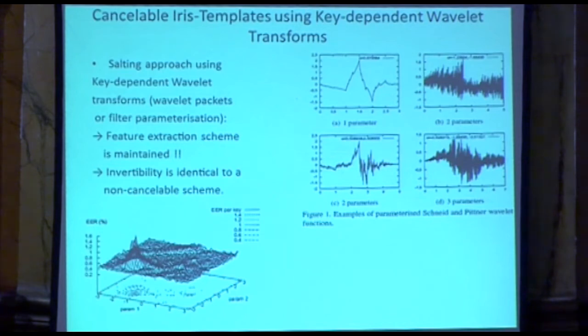We just changed the properties of the filter by some well-known parametrization. The other wavelet transform is a wavelet packet transform, where we change from the dyadic decomposition to a more general decomposition structure. And it turns out that with the wavelet packet transform we can maintain the recognition accuracy, and the key dependency is also very nice, but for the filter parametrization you can see some very crazy wavelet filters up there, and you would expect, and this is also the case, there is some impact on recognition performance.